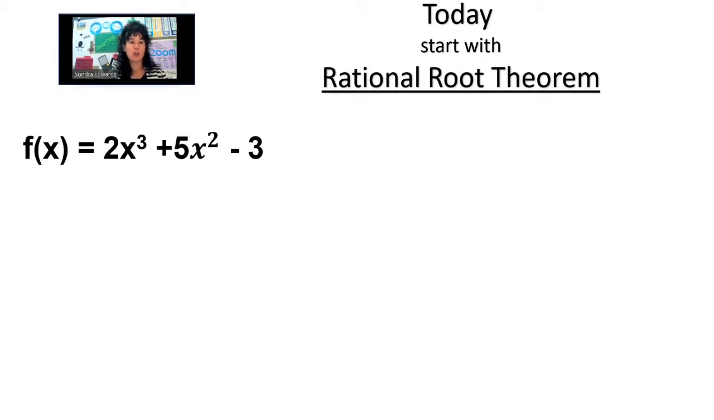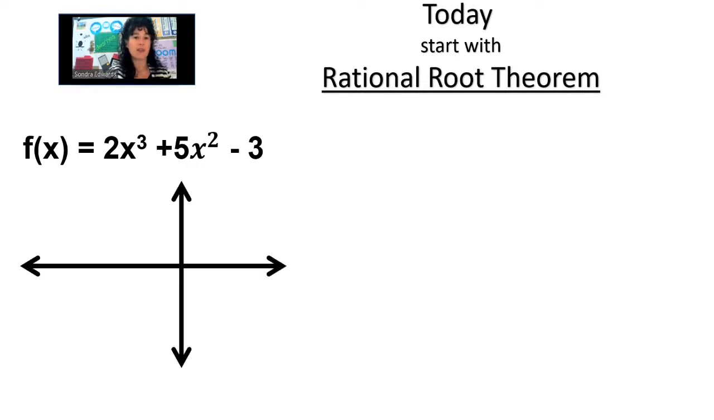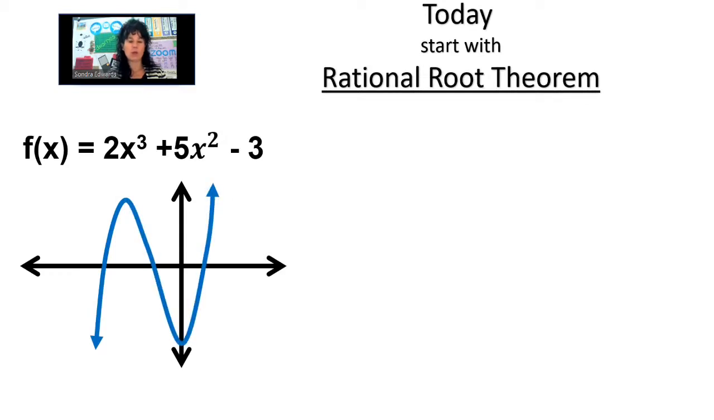So here I'm starting with a polynomial because the rational root theorem only works on polynomials. Okay, and then I'm going to graph it. When you graph this cubic, we have these three x-intercepts. Now, x-intercepts always happen at either rational numbers or irrational numbers. It has to be one of those two kinds of numbers.